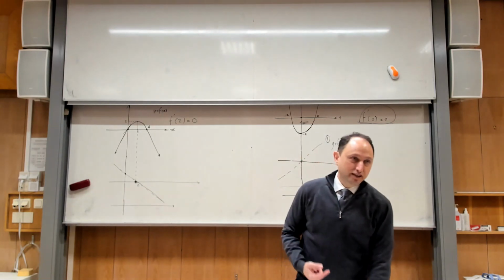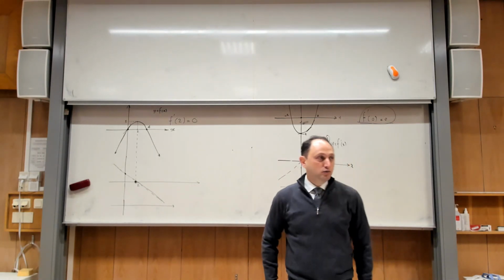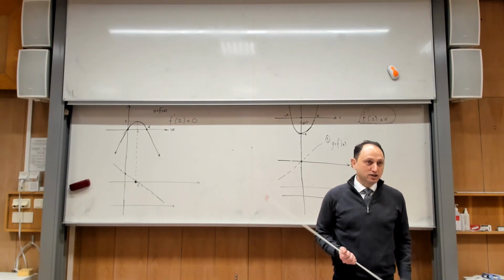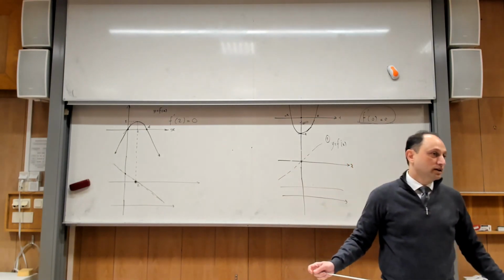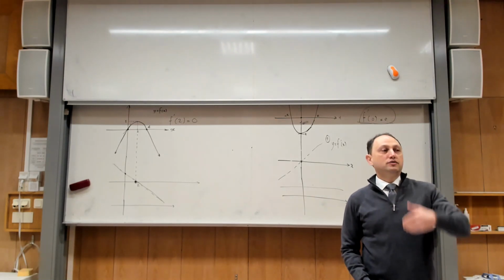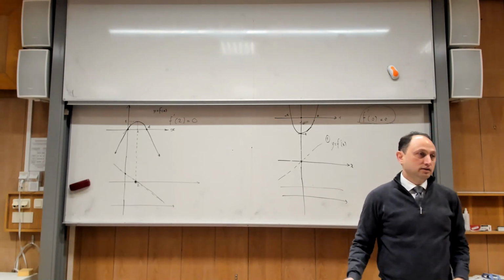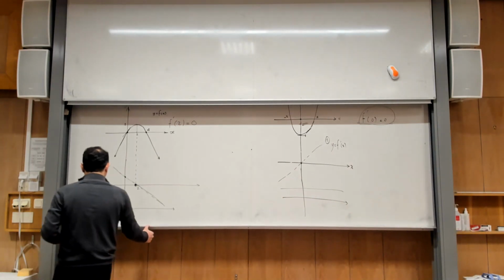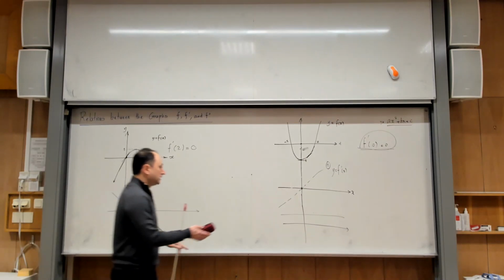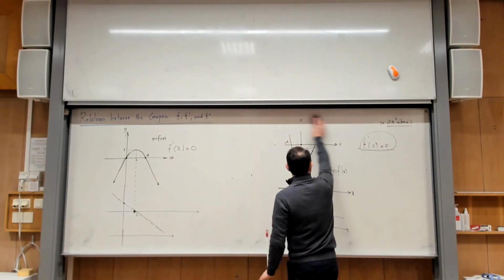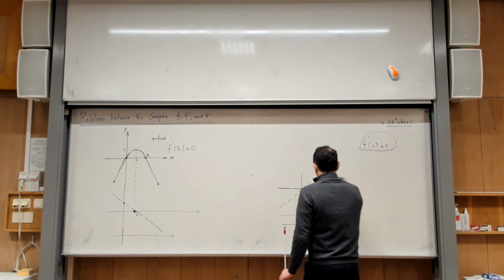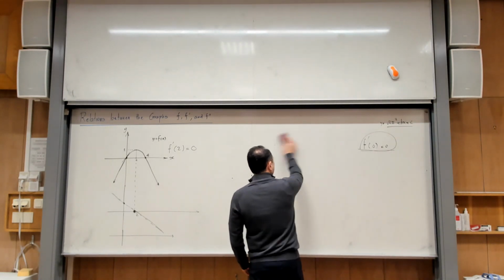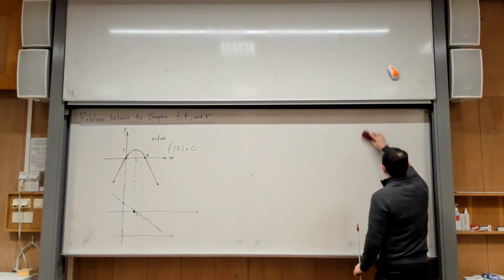But there is a trickier question. The trickier question is that I give you the graph of the derivative and I ask you to anticipate something about the properties of the graph of the function. That is a little bit counterintuitive. But before doing that, if you don't mind, let me just continue this one more step.